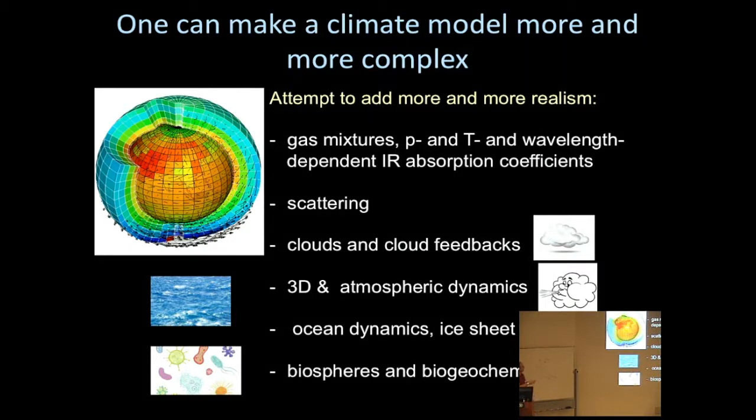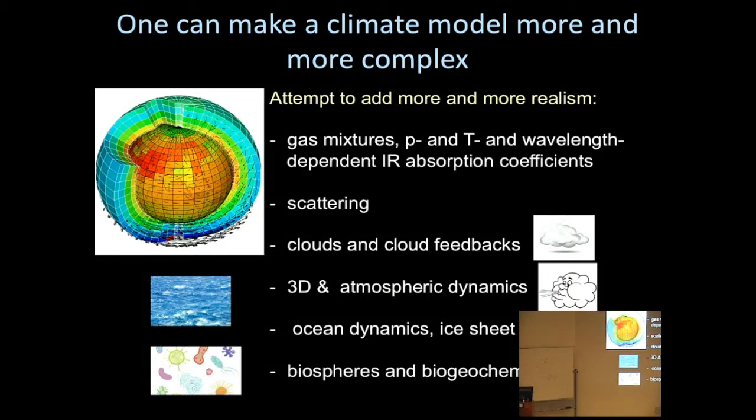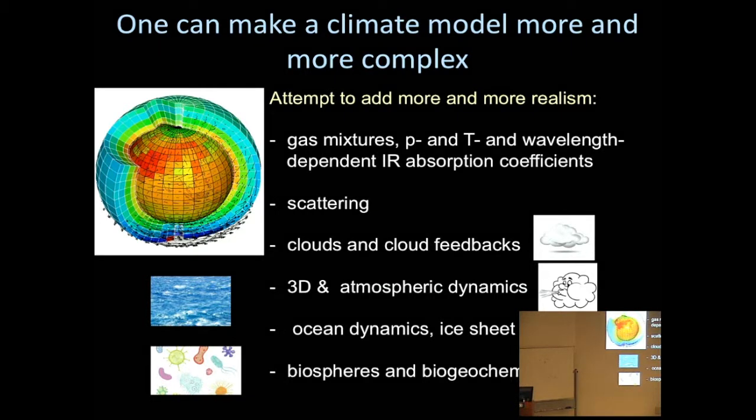Even if you step up in this complexity, if you collapse everything back to the 1D, it will still be pretty close to your 1D radiative convective model if you've done that correctly, except clouds will obviously affect things around the planet quite substantially.